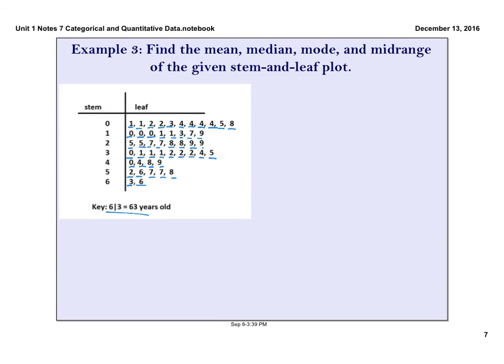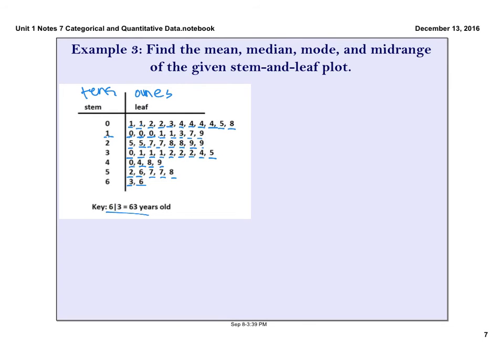In this instance, I'm looking at tens and ones for my stems and my leaves. So this very first data point is a number 1. That's a 1, that's a 2, that's a 2, that's a 3, 4, 4, 4, 4, a 5, and an 8. This one is a 10. Then it's a 10, then it's a 10, and so on and so forth. So our data is all listed out there.